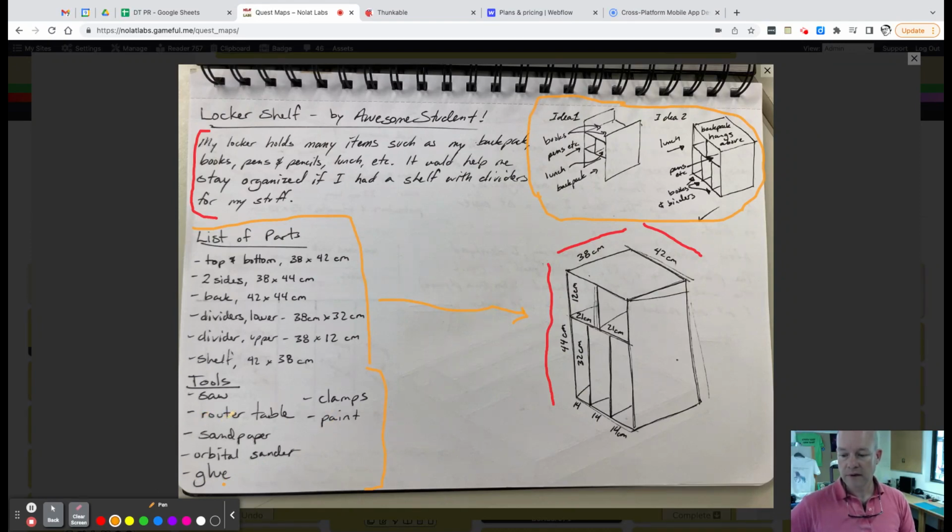They've even, I can see here, because they're mentioning a router table, they've thought about how the different parts are going to join together. The only reason for the router table in this project would be to build these joints where the wood comes together. So this person's been exposed to joints before, and they're thinking carefully about how these pieces of wood are going to come together, because they've got the router table listed here.